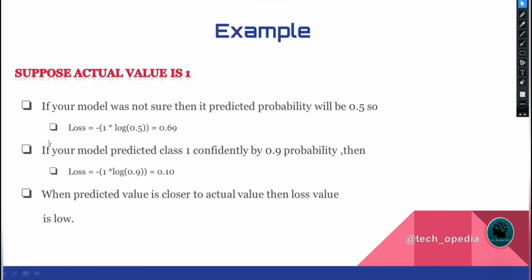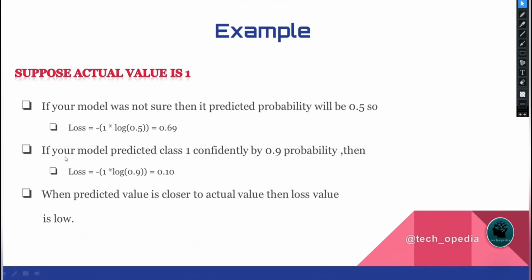In this case, loss will be calculated as minus, in brackets, this is the label value y. This actual value is 1. So in this case 1 into log of predicted probability. Predicted probability in this case is 0.5. So 1 into log of 0.5 will give us higher log error because this is the dumb classifier.